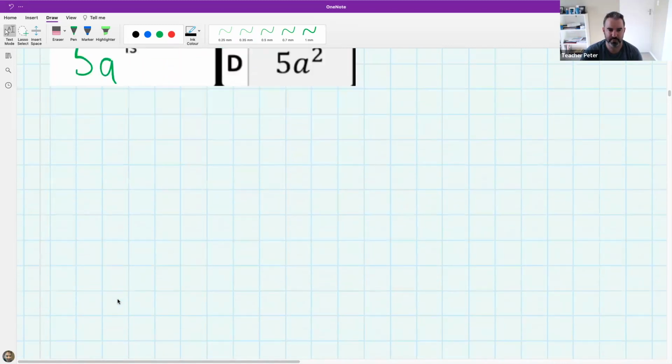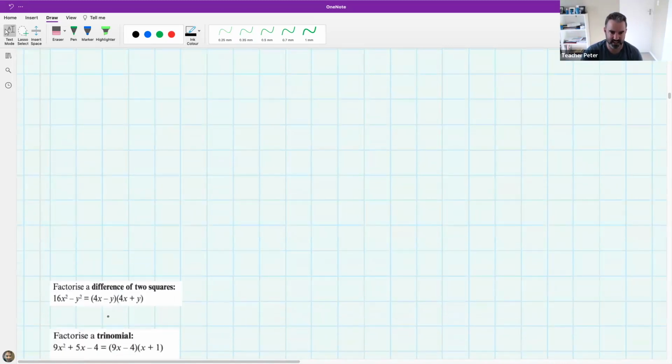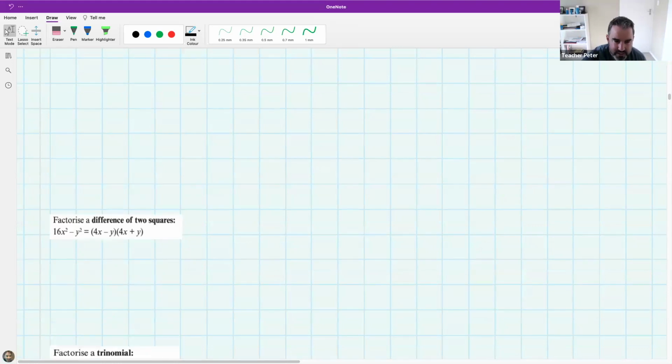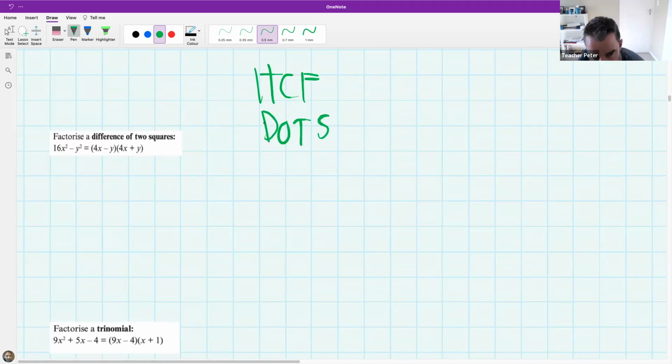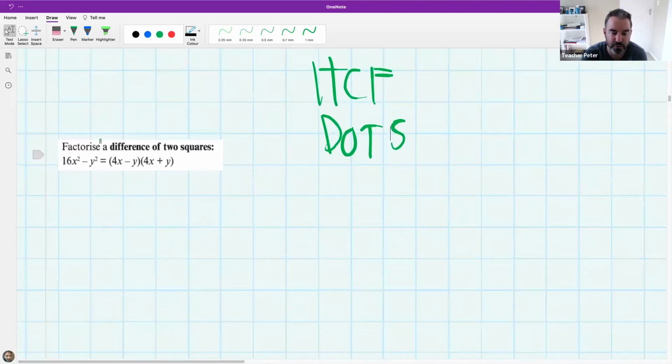Now, let us move to the next technique. Now, the next technique that we often use for factorizing, so after HCF comes the technique, sometimes teachers call it dots, or difference of 2 squares. And what we need to do is we say, look, whenever we are factorizing like this, we're going to have 2 brackets. So first of all, we have to recognize, is there a square? So 16x squared is a square. And is there a minus? Yes. And then y squared is a square.